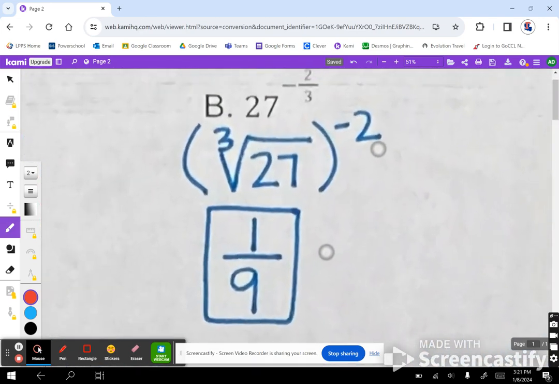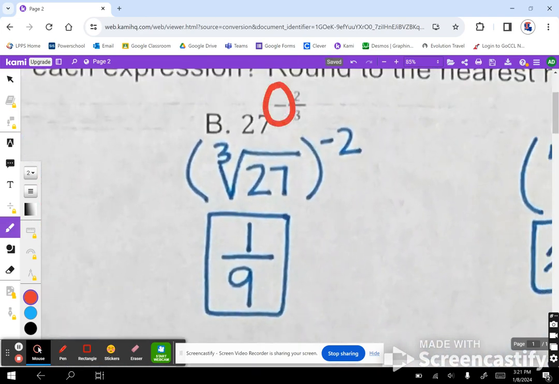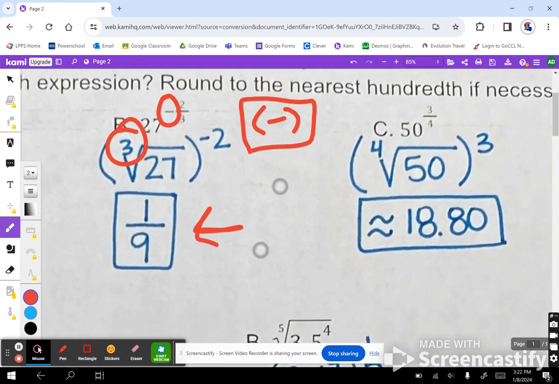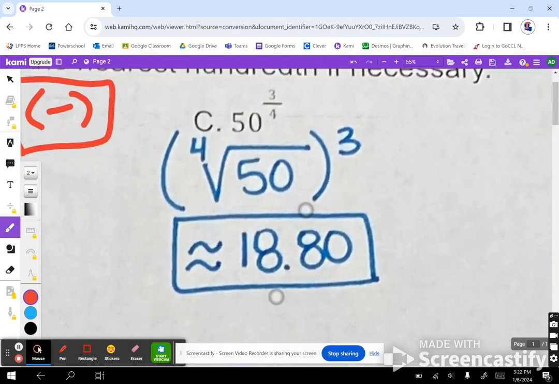For part B, same thing. Be careful to type in a negative sign. The negative sign looks like this button down at the bottom by 0. When you type it in, you will get 1/9 as your answer. If you get it as a decimal, convert it to a fraction. Make sure you know how to do that. Your answer is only positive because you have an even index. C.